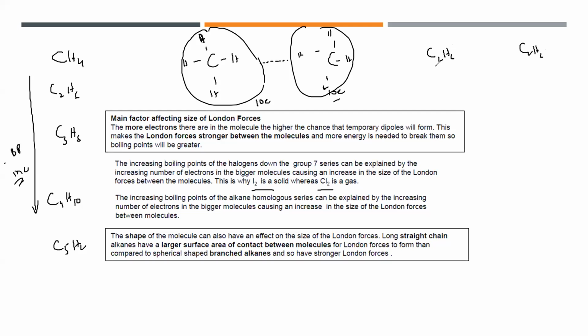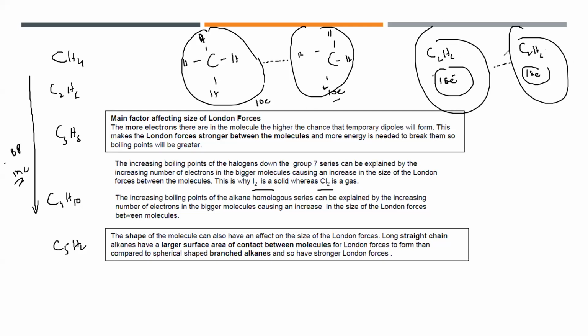Carbon's atomic number is 6. So there are 2 carbons, so 12 electrons due to carbon, and hydrogen has 1, so 6 electrons, so a total of 18 electrons. Here also 18 electrons. So as the number of electrons increases, the attraction between the molecules increases. So van der Waals force or London dispersion force will also increase.